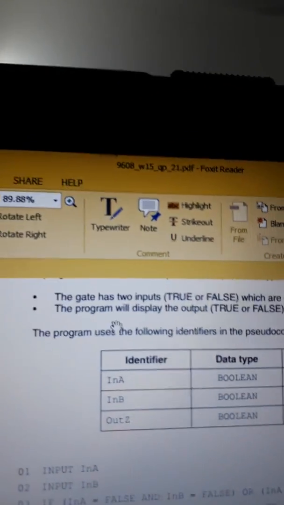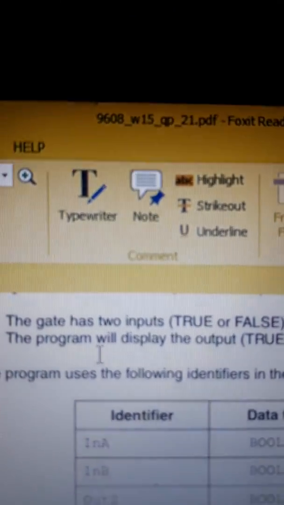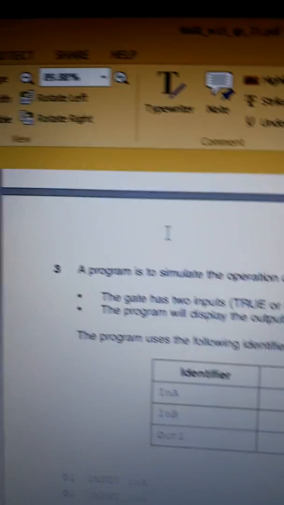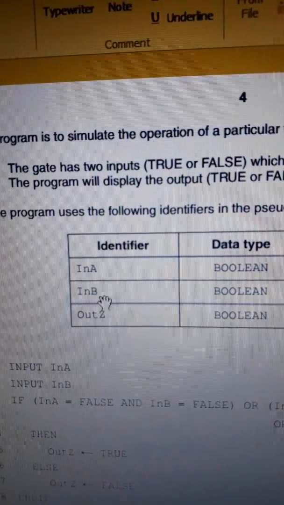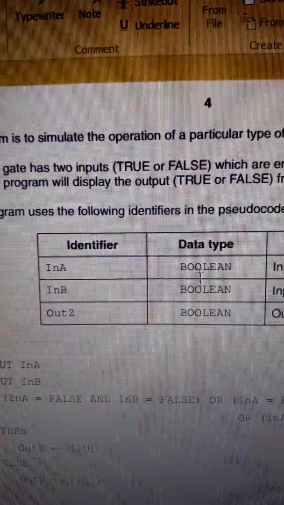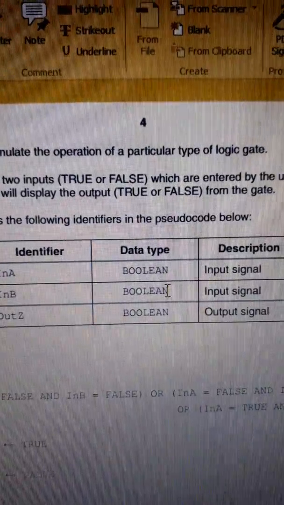We are referring to the paper of November 15, paper 2, variant 1. And in this, we're talking about question number 3. In question number 3, the table is given. In A is a variable, in B is a variable, out Z is a variable. All three are Boolean type variables, meaning they can have true and false only.